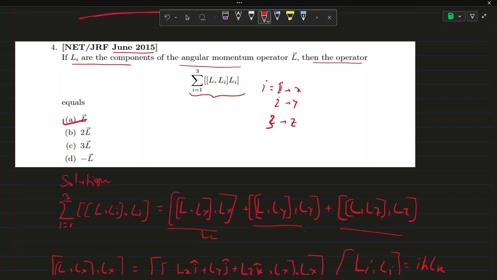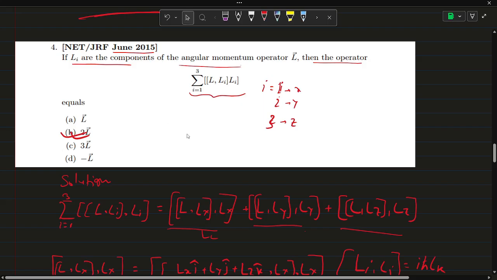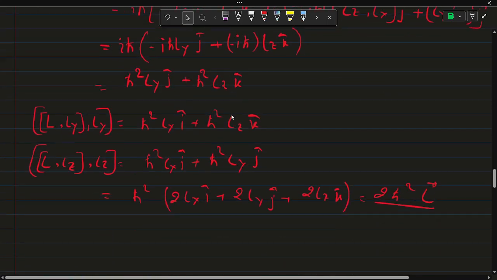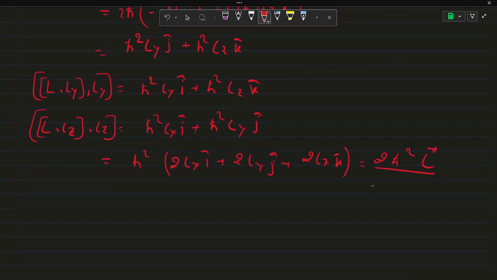Yes, twice h cut square. Sorry, the solution will be this, D. Here h cut we have considered, this h cut is taken as 1.